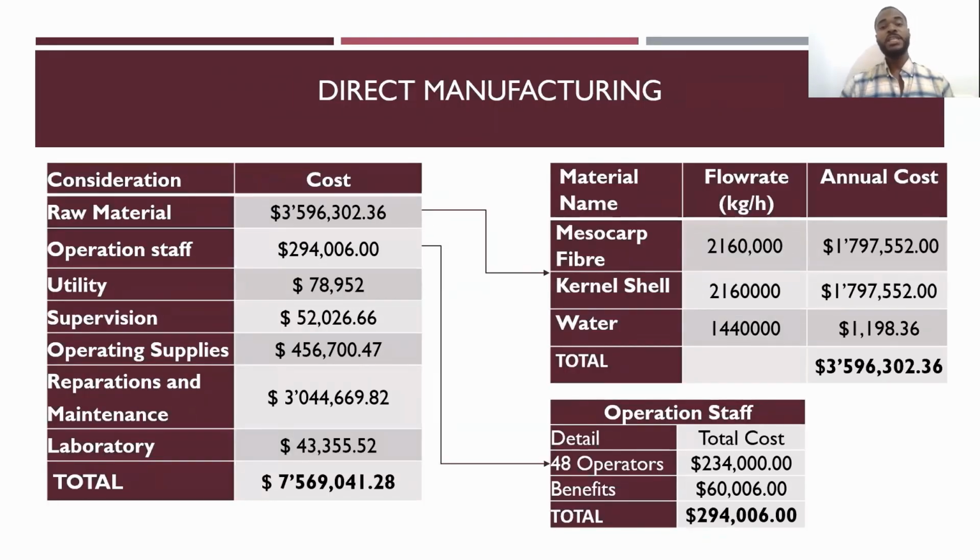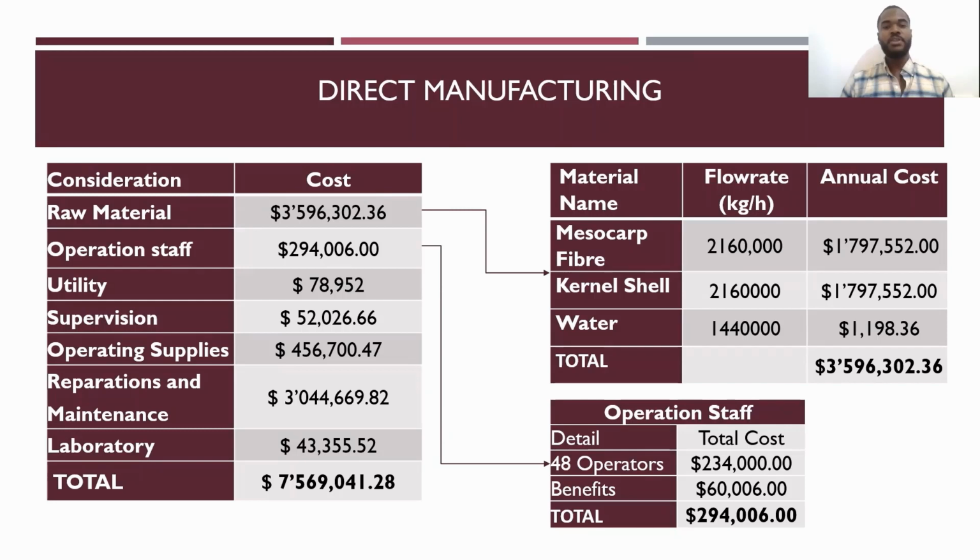So it's important to know the direct manufacturing cost, the fixed manufacturing cost, and the general cost. For the direct manufacturing cost, we consider raw material, operation staff, utility, and all of these points that you can see here in this table. For the raw material cost, we have mesocarp fiber, kernel shell, and water. For the operation staff, we consider 48 operators are going to work.